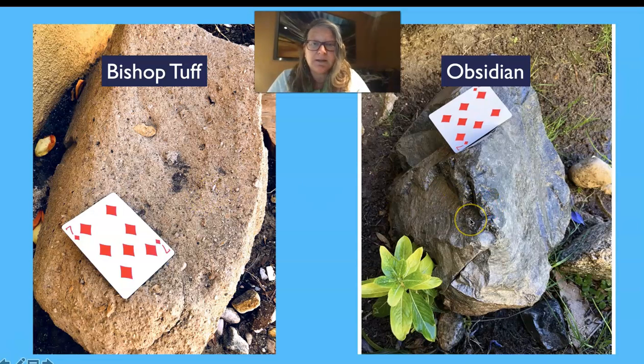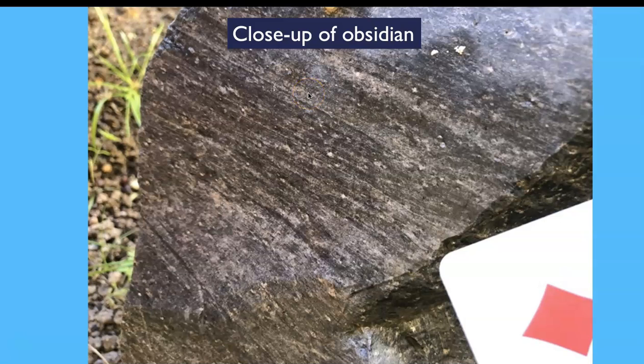And then obsidian is volcanic glass. And here you can see a close-up of the obsidian. You can clearly see a flow structure in this direction. The dark color is the glass and the light color is glass sort of breaking down. This glass is not very stable at the surface.